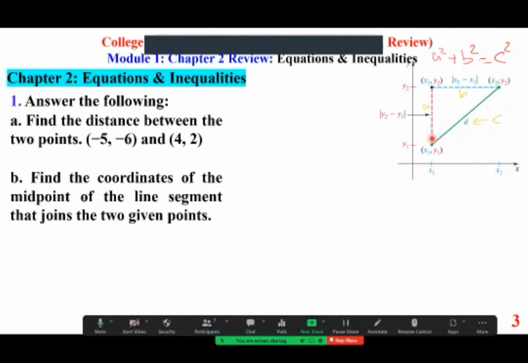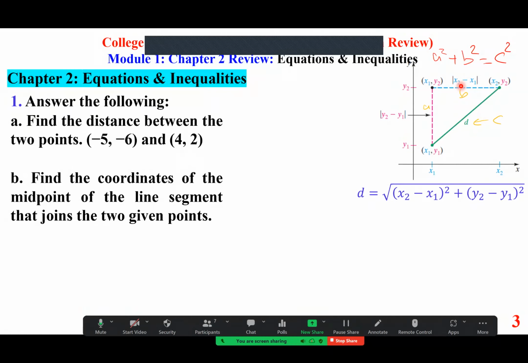Now, what is this side? The change in y, y sub 2 minus y sub 1. What is this side? The change in x, x sub 2 minus x sub 1. And that's why it's in the absolute value, because we're talking about the distance. Which point is the first point makes no difference, because when we square them, we get the same answer.